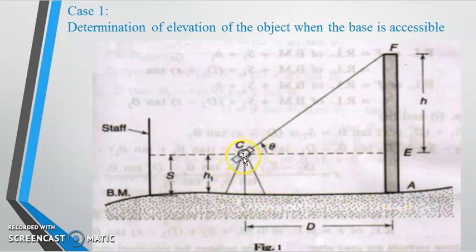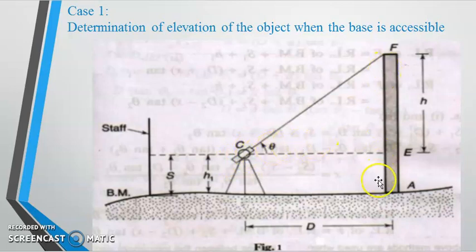The C is the center of the instrument. This is a telescope which sights point F, which makes an angle theta. This is the vertical angle theta with the horizontal. Horizontal is the horizontal line of sight of the instrument. So this is a transit theodolite. That means the telescope can be tilted in a vertical manner to get the angle theta.